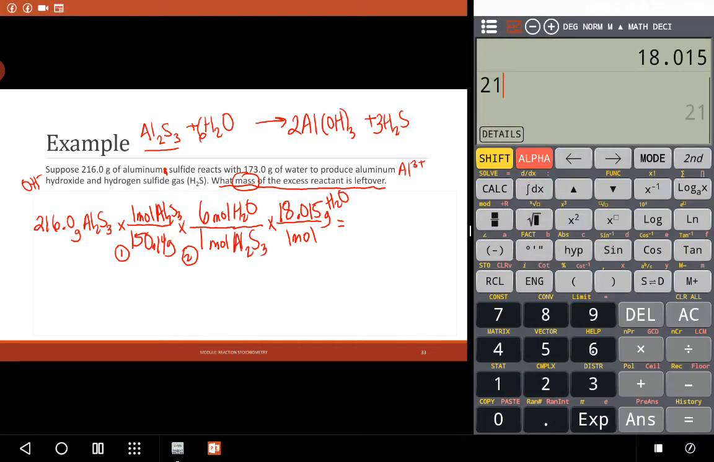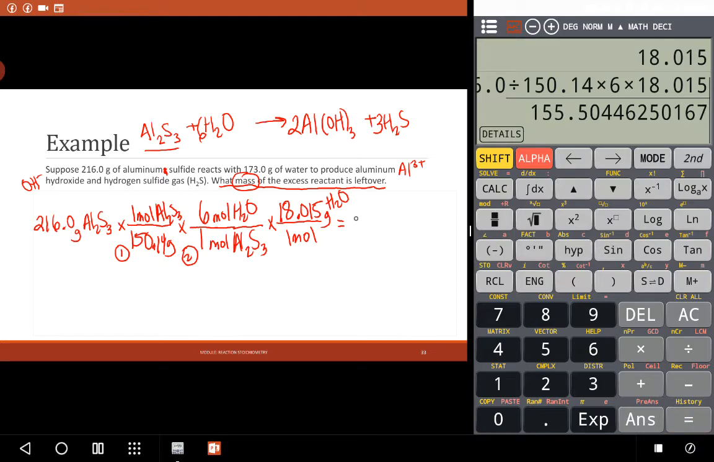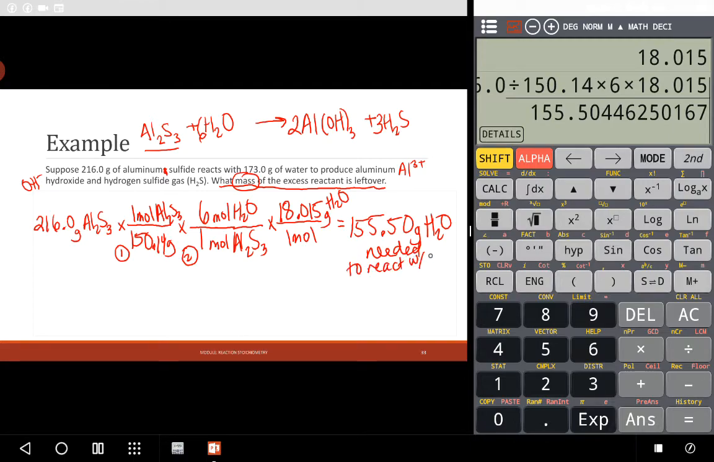So 216.0 divided by 150.14 times 6 times 18.015, and that's going to be 155.50 grams of H2O needed to react with all the aluminum sulfide.